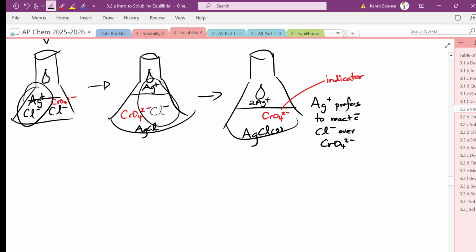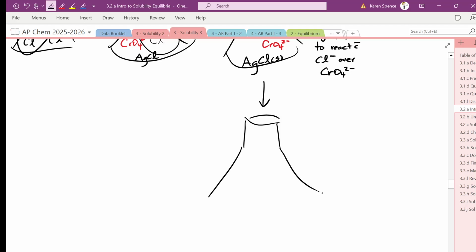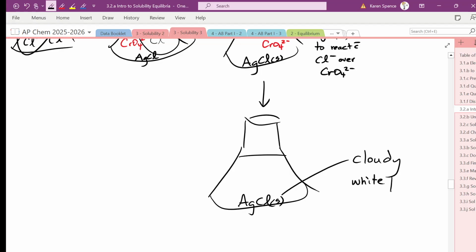We will now have, in our flask, sorry, Erlenmeyer flask, AgCl, and it won't actually be sitting at the bottom. It'll be cloudy. You'll get a cloudy white precipitate, okay? But now we're also going to have Ag2CrO4 solid, and this is a brick red precipitate.